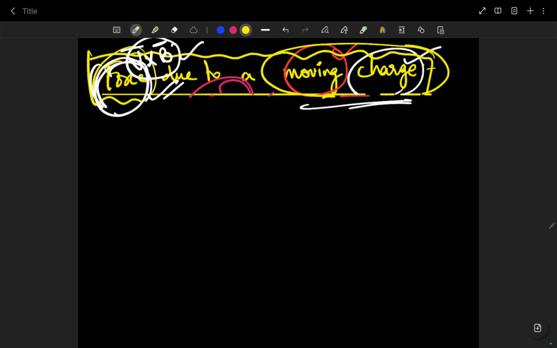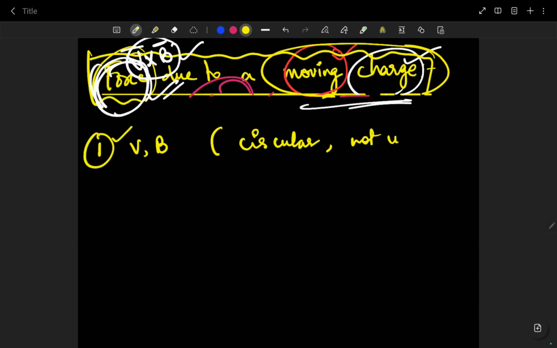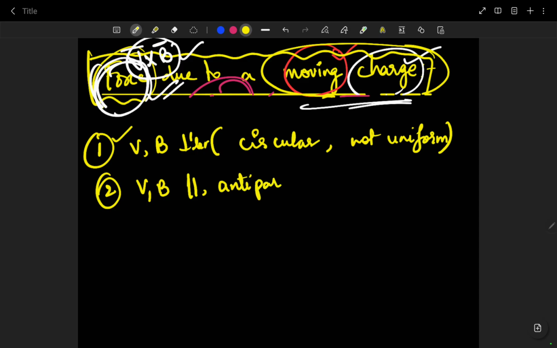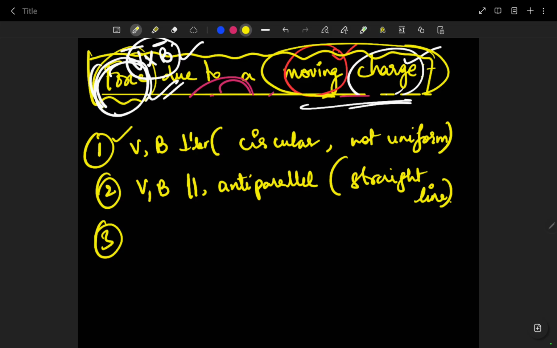Okay, so let's jot down all the four cases at once. In the first case, we have seen that velocity and magnetic field are perpendicular, and the charge is expected to go in a circular path. In the second case, you have seen v and B being parallel or anti-parallel. This is a symbol I use for parallel, okay? Don't confuse. So in this case, the charge is traveling in a straight line, basically.